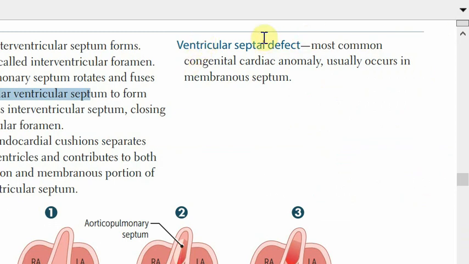So VSD, ventricular septal defect, is the most common congenital cardiac anomaly. It usually occurs in the membranous septum because it's much thinner. I hope you guys have your notes near you. Please write: VSD is highly associated with Down syndrome, with trisomy 21. VSD is highly associated with a diabetic mother. Like, the mother has diabetes, the child gets born with VSD. Write also, please, VSD is highly associated with conotruncal abnormalities, for example, DiGeorge syndrome, which is a primary immunodeficiency.